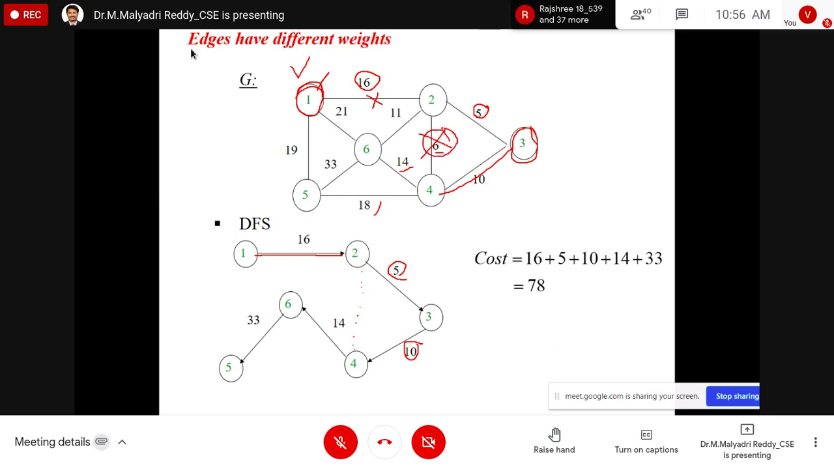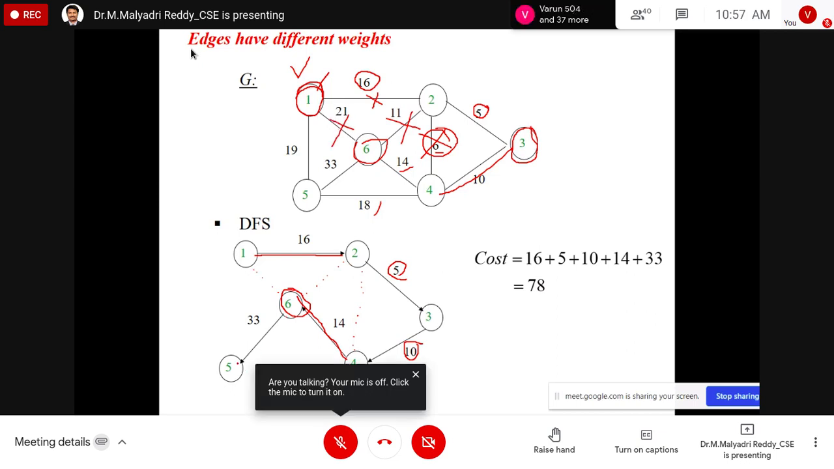If we choose 6, a cycle will form. According to the graph rule, there is no cycle in the subgraphs. And for 4, the next smallest is 14. Next the 4 to 6 path will be selected. So presently we are at 6. From 6, 11 is there, 21 is there, 33 is there. Suppose I choose 11, a cycle will form, discard it. If I choose 21, again a cycle is formed, discard it. Then I will choose 33.